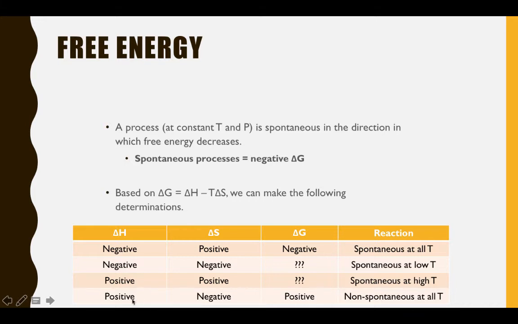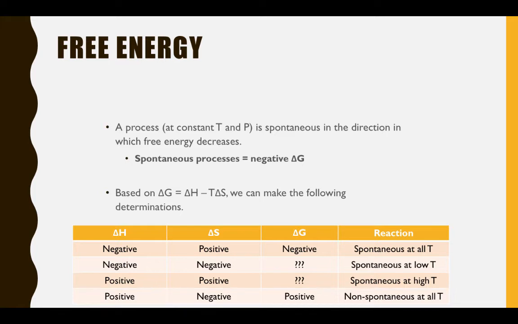Skipping to the bottom of the chart, when we have a positive delta H and a negative delta S, our delta G will always be positive because we're subtracting a negative from a positive. Therefore, these reactions will be non-spontaneous at all temperatures.